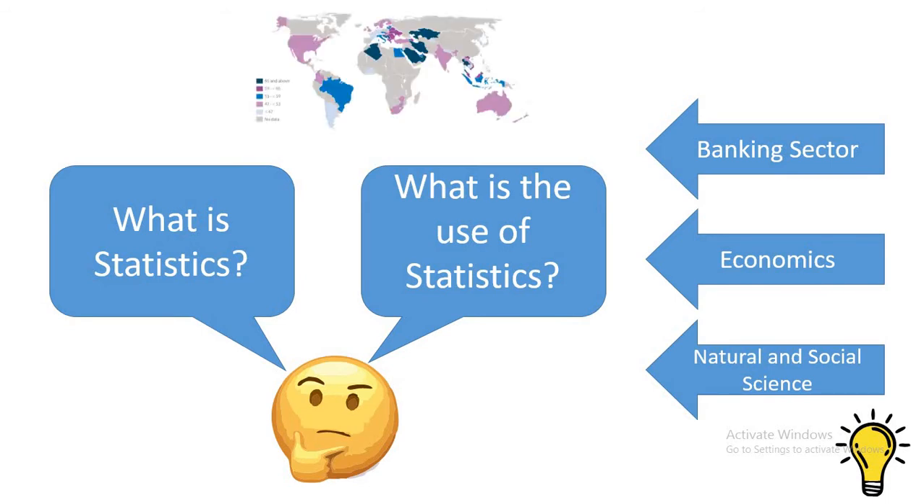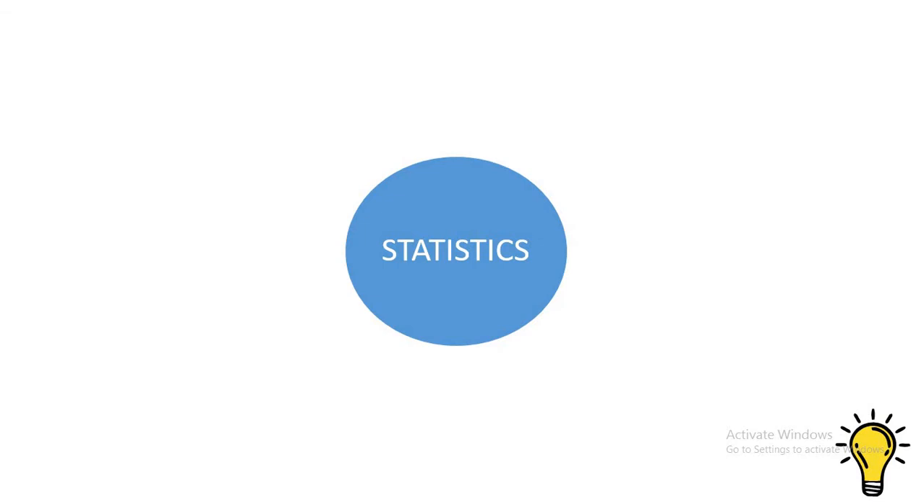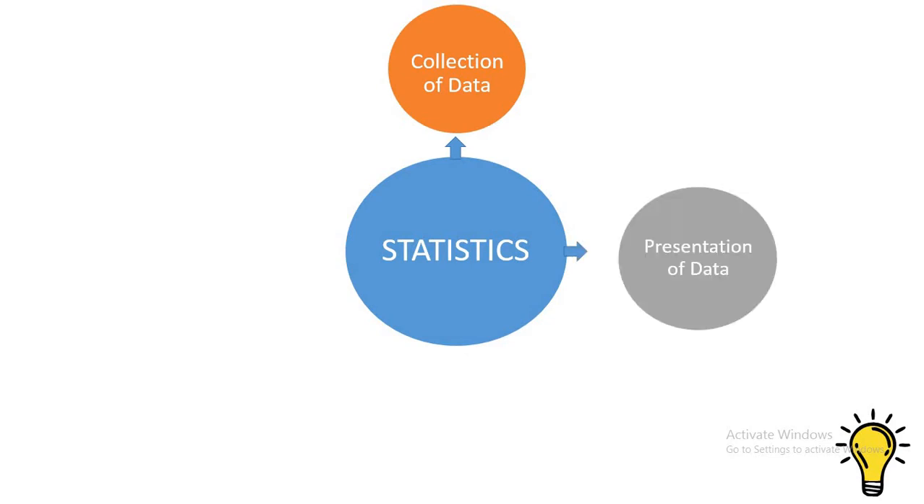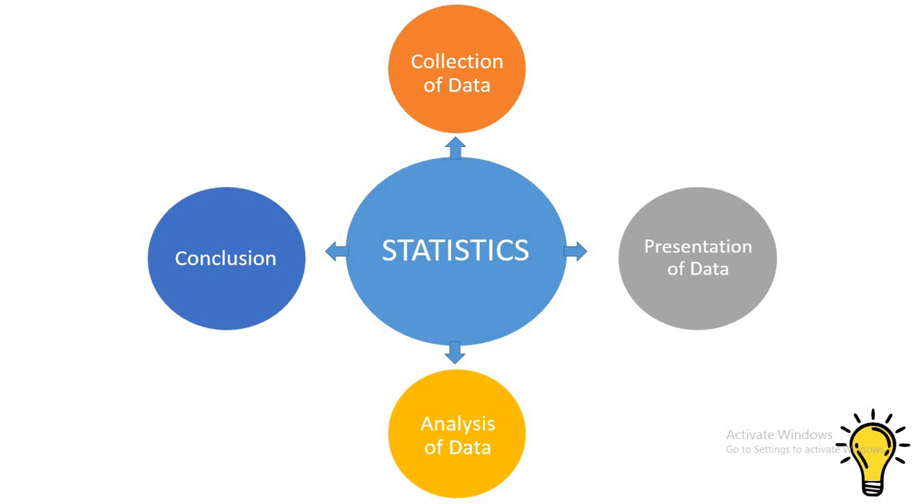So before starting with statistics in depth, let's learn how statistics basically functions. Statistics has 4 steps of functioning. The very first step is collection of data. Once the data is collected, the next task is presentation of the data. Once the data presentation is done, we have to analyze the data so that we can draw a conclusion on the basis of the given data.